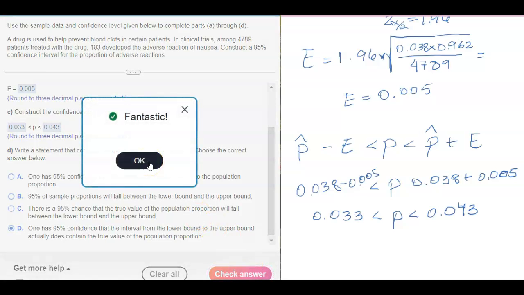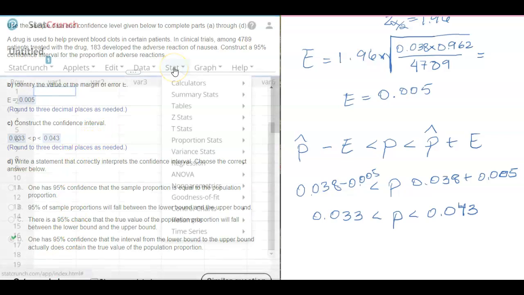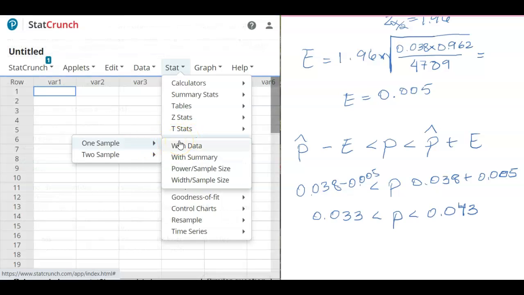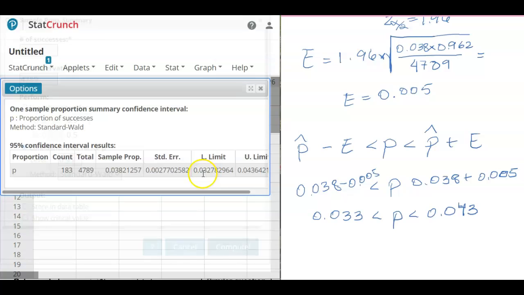Now let me show you how to find the confidence interval on StatCrunch. We'll go to Stat, Proportion Stats, One Sample, with Summary. Enter the number of successes. It was 183. The number of observations, 4,789. Make sure that the confidence interval level is correct. In this case, it's 0.95. Compute. The lower limit is 0.0327 rounded to 3 decimals, 0.033.